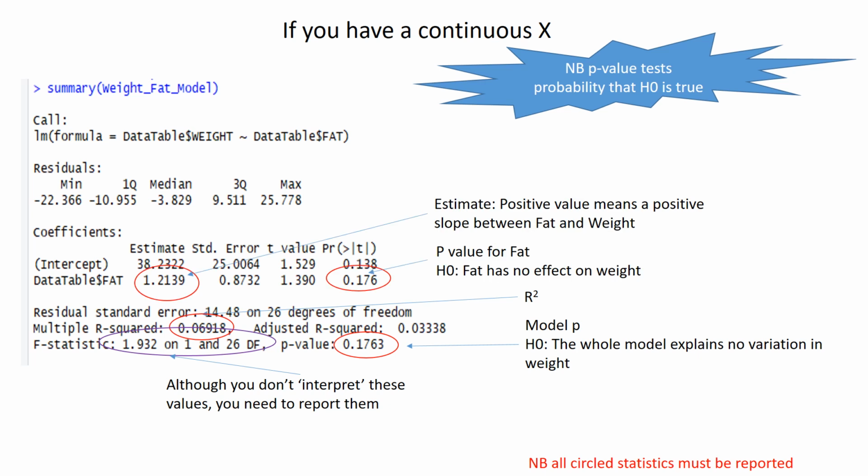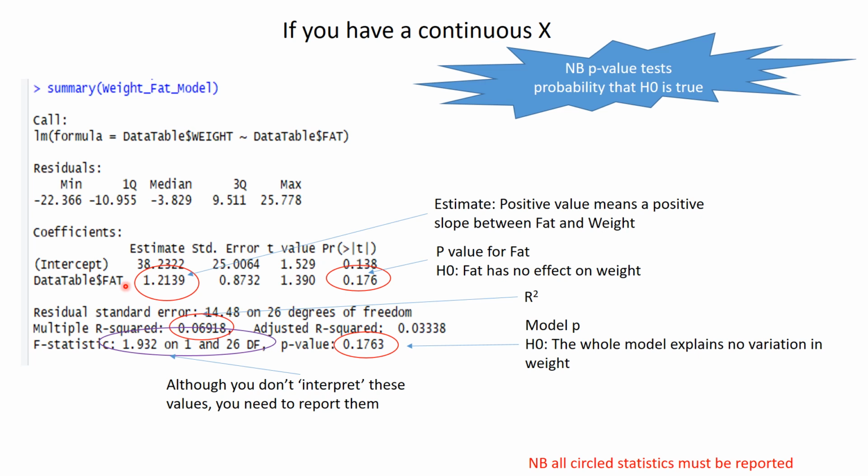So what can we see here? Right, so let's move to the bit of the coefficients table, which tells us something about each of the predictor variables. Again, we have a p-value. In this case, the p-value here is the p-value for fat. So we always have a p-value for each of our predictor variables.